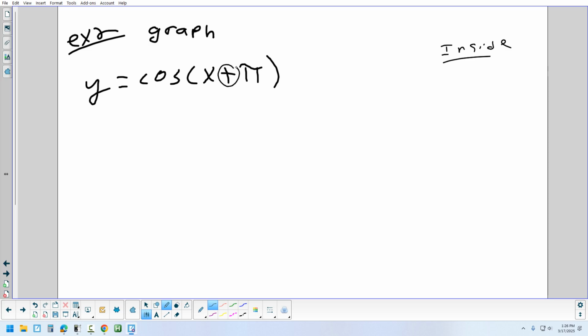So the next thing we look for, is there an addition or subtraction, or is it a multiplication? Multiplication would look like this. We have not done that yet. Okay, multiplication is when you put like a number in front of x. Since it's addition or subtraction, that means it's a shift. So it's a shift, and because it's inside, it is horizontal.